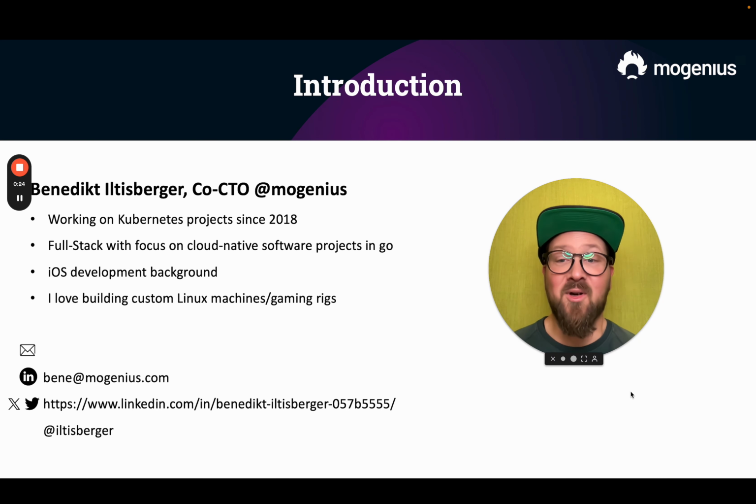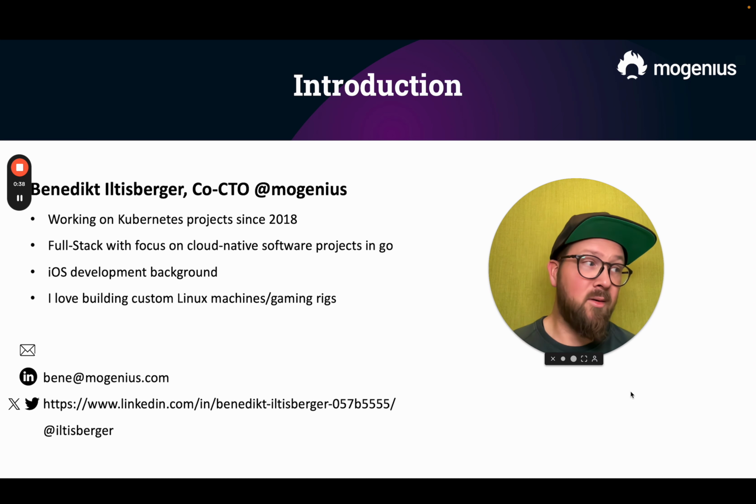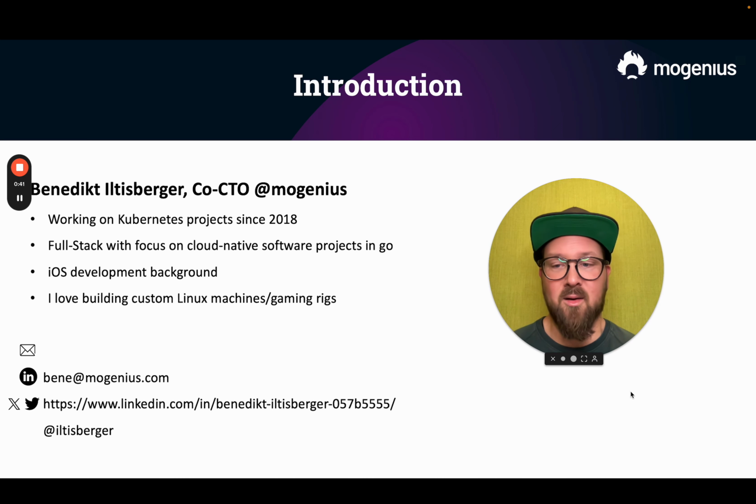So I'm the co-CTO at Mojinius and I've worked with Kubernetes since 2018, so a couple of years. I'm focusing on the API of Kubernetes and also on Kubernetes usage as a DevOps engineer. I'm also a full-stack developer, and my go-to language is Go. I have a background in iOS development, but that was a long time ago. In my free time, I love building custom Linux machines and gaming rigs.